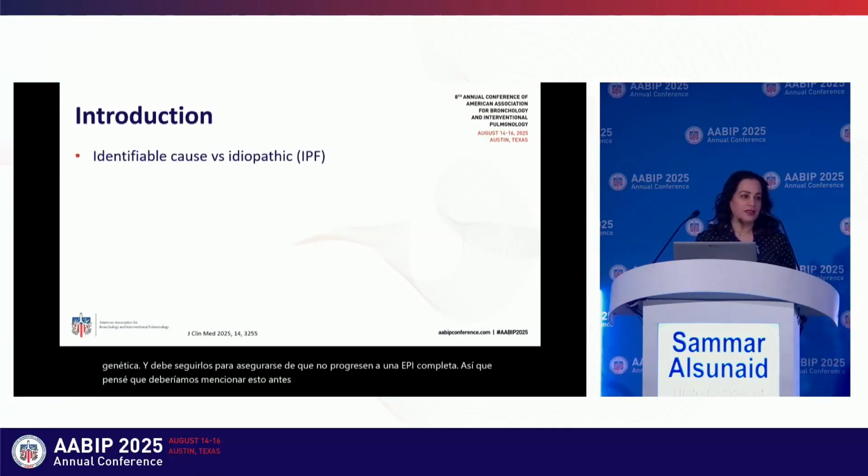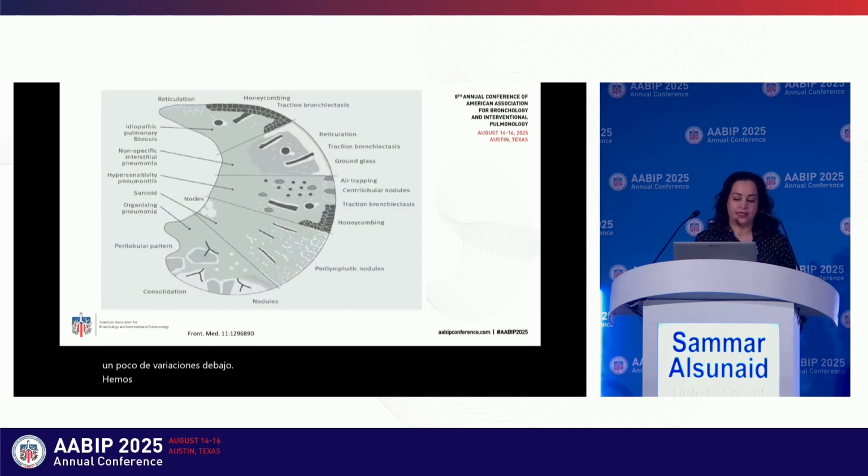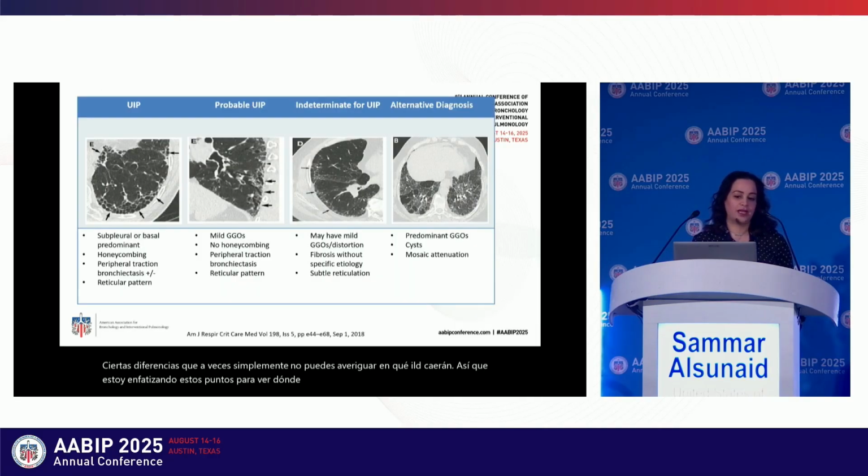As we mentioned, with ILD, if you're able to identify the cause, great. If not, you're going to be lumped into what's called idiopathic. Idiopathic also has a lot under it. The most common ILD is IPF, and that one also has a few variations under it. We've mentioned that they have similar but not always distinguishable features on imaging. As you can see, there's some overlap in what you see, but there are also certain differences, and sometimes you're just not able to figure out what ILD they will fall under. I'm stressing this point to show where you can help as an interventional pulmonologist biopsying these patients.